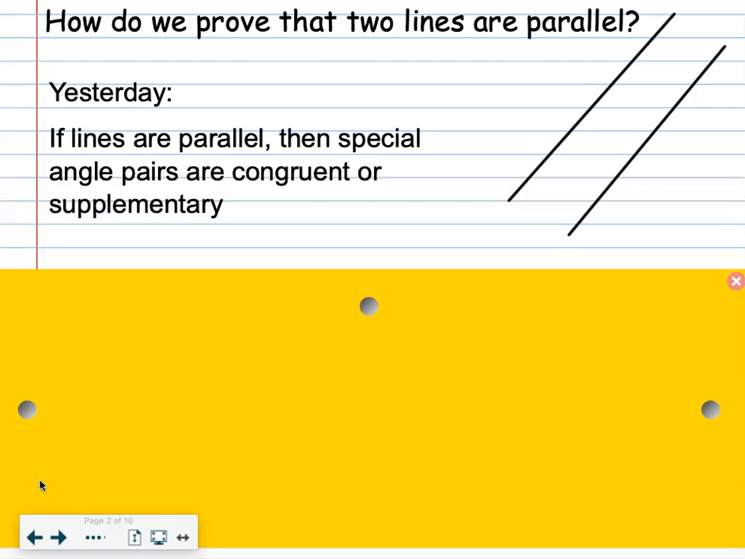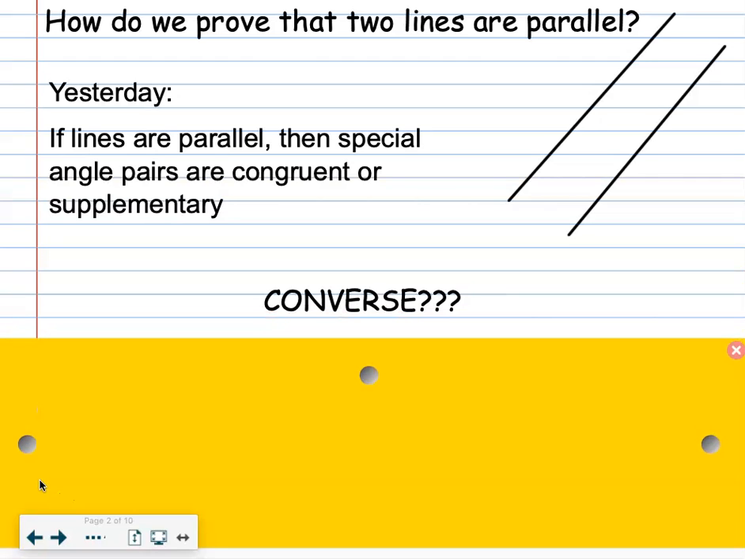Okay, so yesterday or earlier in the week, we were given parallel lines, and then certain angles were congruent or supplementary, right? Okay. How would I write the converse of this statement? Who remembers? Converse means switch back. Converse means to flip the order. Yes. So Q implies P.